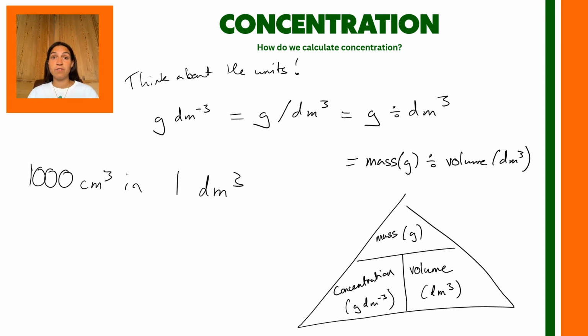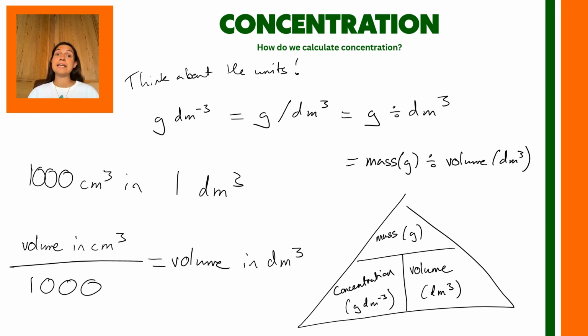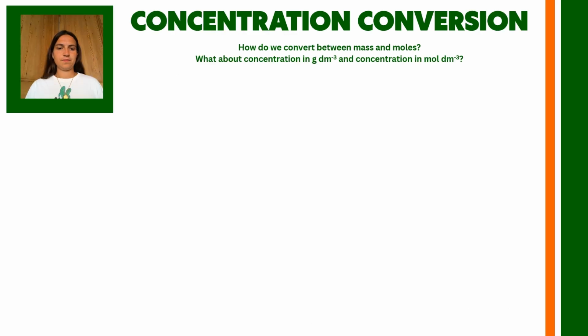You might have to convert your volumes, so you should know that there are 1,000 centimeters cubed in 1 decimeter cubed, and therefore if you needed to get from a volume that they'd given you in centimeters cubed to decimeters cubed, divide it by 1,000 first before you try to plug it into this equation to work out a concentration in grams per decimeter cubed. So just look out for those units. Make sure that everything's matching before you plug it into this equation.